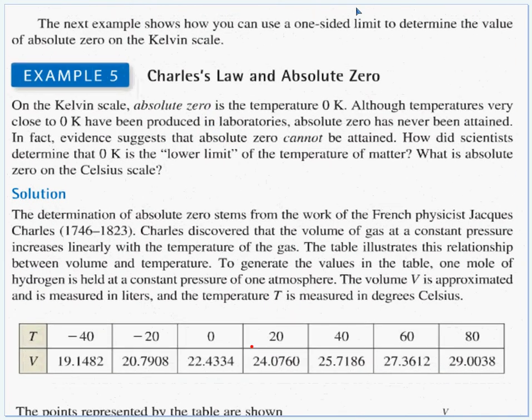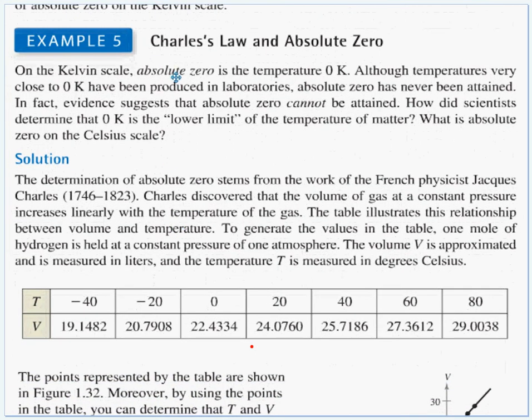So what do we got here? We can use a one-sided limit to determine the value of absolute zero on the Kelvin scale. On the Kelvin scale, absolute zero is the temperature 0 K. Although temperatures very close to this have been produced in labs, absolute zero has never been attained. In fact, evidence suggests absolute zero cannot ever be attained.